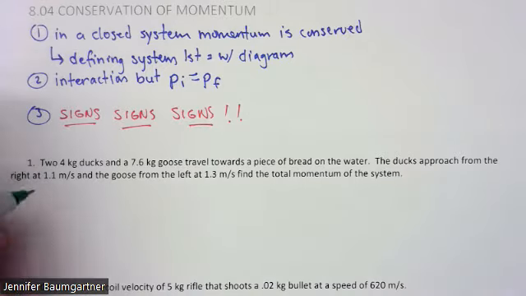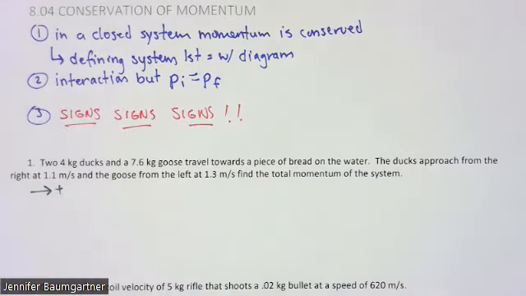First thing you're going to want to do is define a coordinate system. So let's say to the right is positive. We have two 4-kilogram ducks and a 7.6-kilogram goose traveling towards a piece of bread in the water. The ducks approach from the right at 1.1 meters per second and the goose from the left at 1.3 meters per second. Find the total momentum of the system.